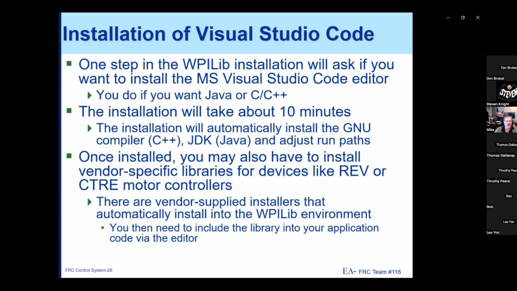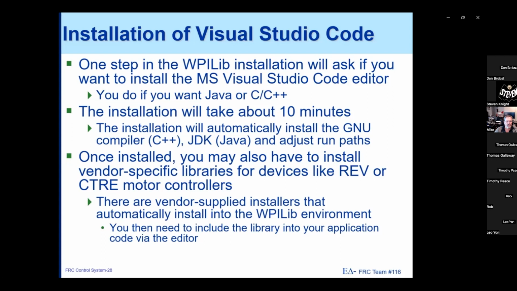The installation of Visual Studio Code will take about 10 minutes, and the installation will automatically install the GNU compiler. It will install the JDK if you're using Java, and it will install and adjust all the run paths for you.